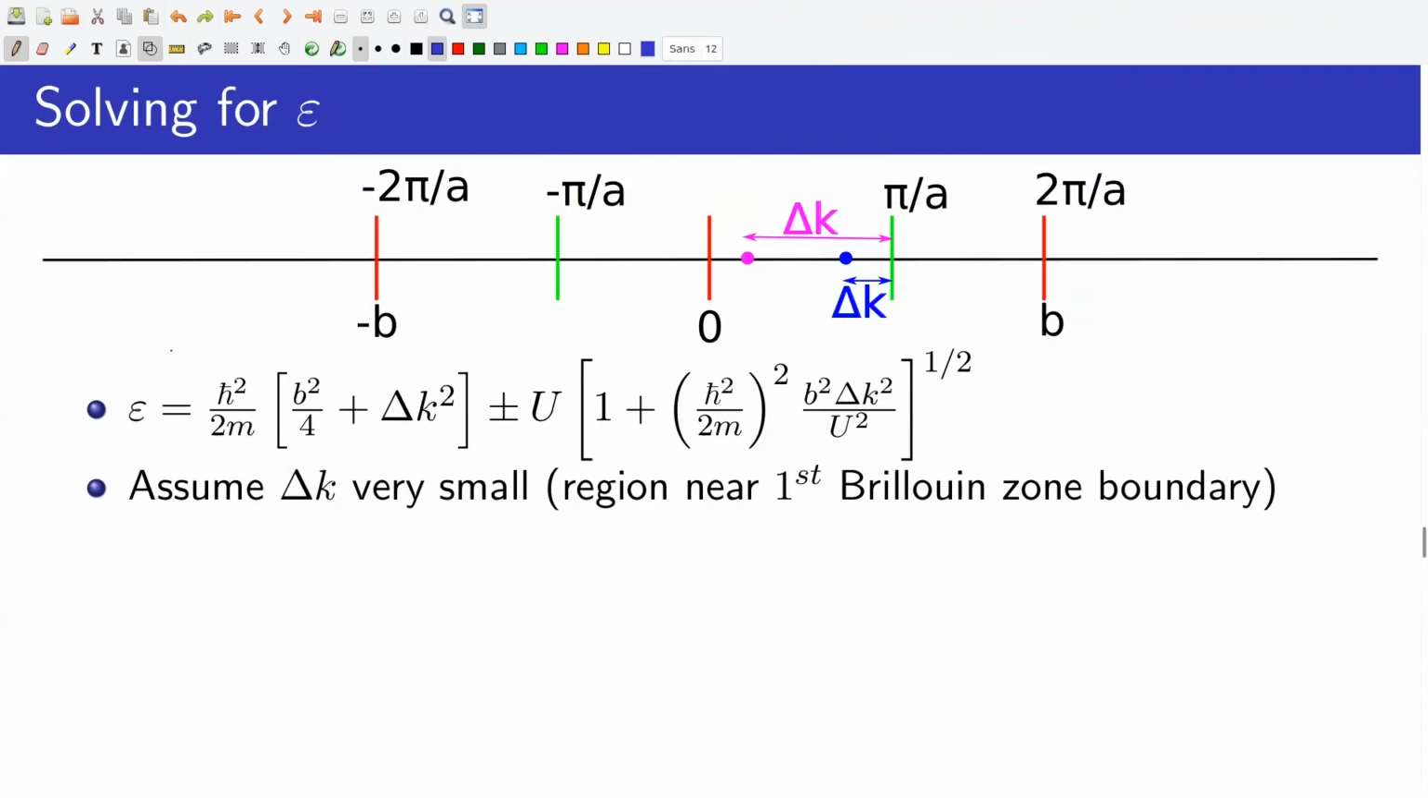This is how the energy eigenvalues of Bloch electrons look like if we express it in terms of delta k, where delta k is the distance of the k point from the first Brillouin zone boundary. Assume delta k to be very small, that is, it is very close to the first Brillouin zone boundary. Why we are doing this? Because we found from our numerical code that energy values between Bloch and free electrons differ mainly in a region close to the first Brillouin zone boundary, and we want to check it analytically.